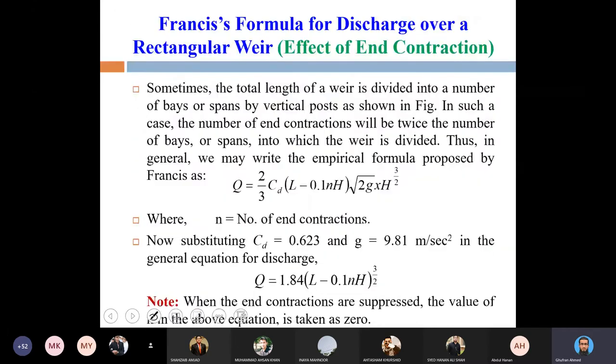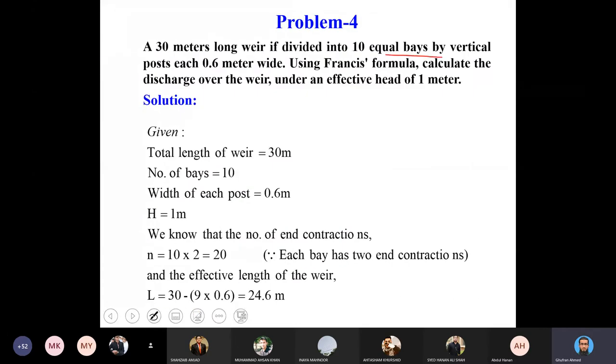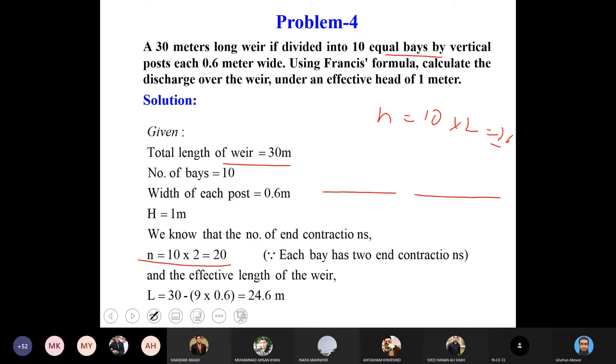So in the given problem, say if it is 10 equal bays, so how many contractions would be there? 20, sir. 20, very good. So n would be 10 cross 2, which is 20. 20 end contractions. एक चीज़ तो हमारे पास आ गई, n 20 है. But the effective length of the weir would be, say the total length of the weir is 30, and it is divided into 10 bays with the solid posts each of 0.6 meters.